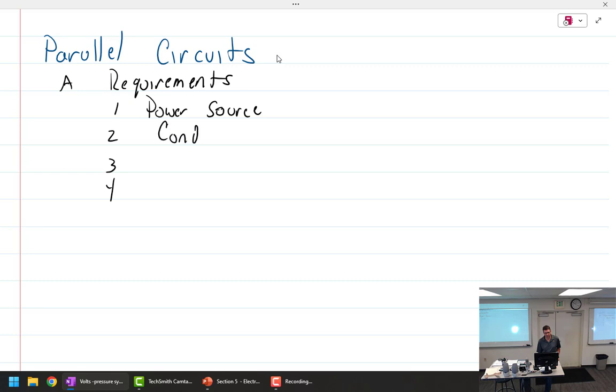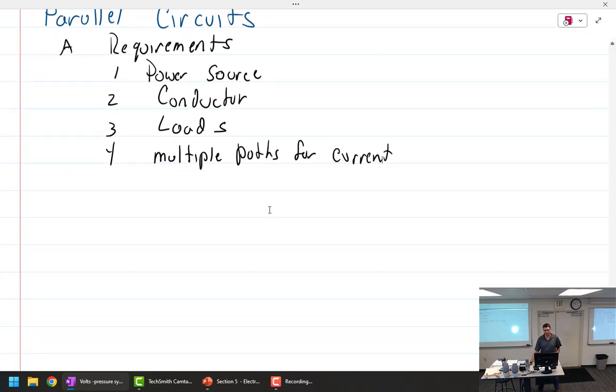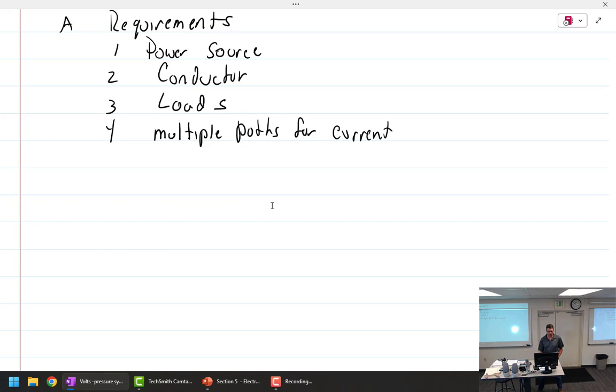Conductor. And a load. Well, gotta be loads in this case. Couldn't have a parallel circuit with one load. And multiple paths. Multiple paths for currents.